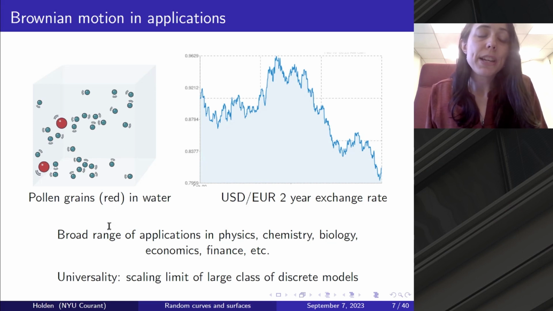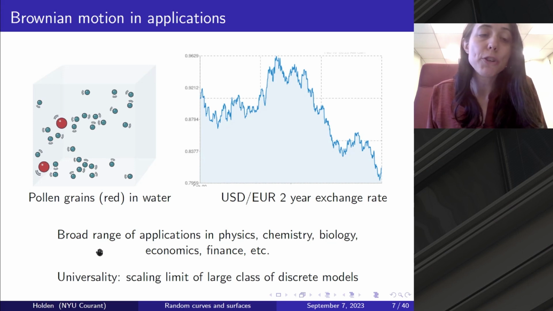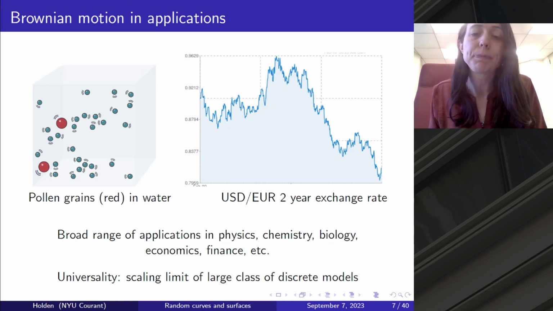One reason that Brownian motion appears in so many different settings is universality. Universality means that it describes the asymptotic behavior of a very large class of discrete models, typically such that the asymptotic behavior of the discrete model is not too sensitive to the exact definition of the discrete model.